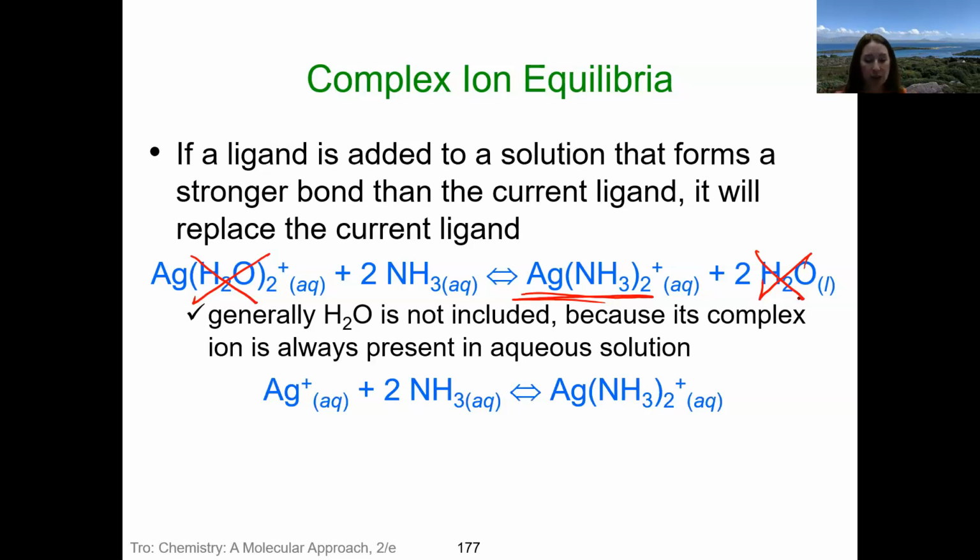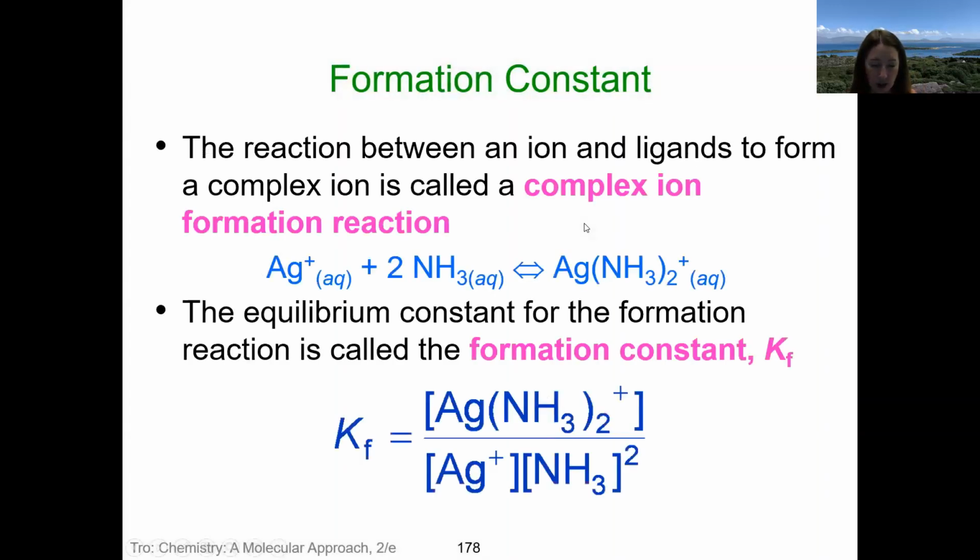If I was going to write an equilibrium expression here, I would have my products over my reactants, and this one would be raised to the 2. This we just call KF, the formation constant. It's another K, but they all work exactly the same. This is just talking specifically about complex ions forming. And don't worry about these questions. I'll teach you how to figure out these equations.